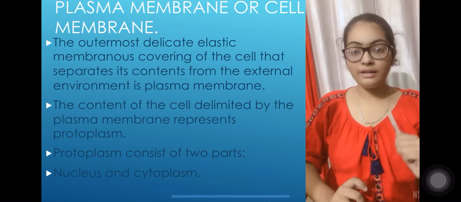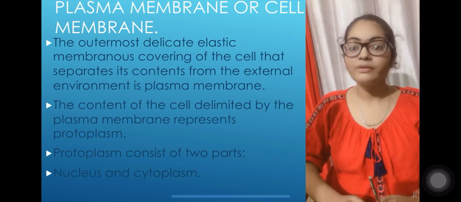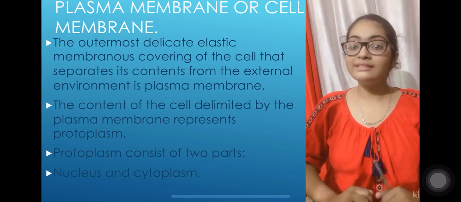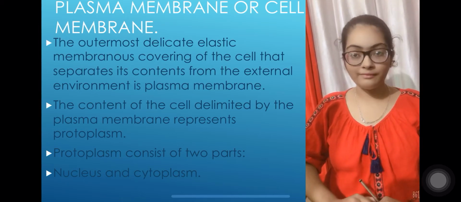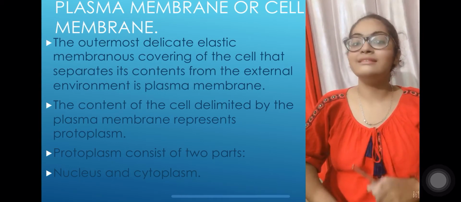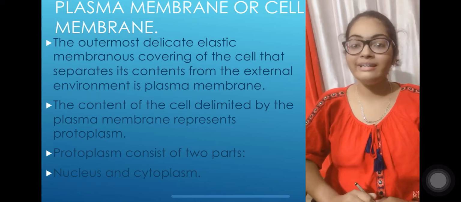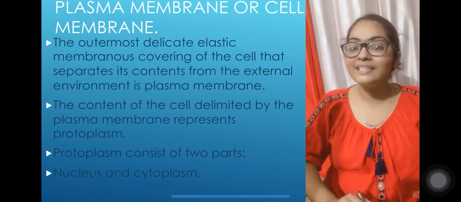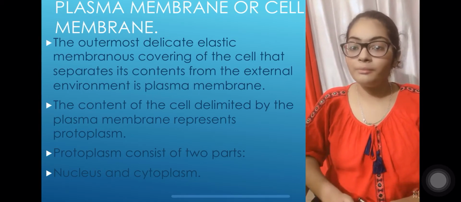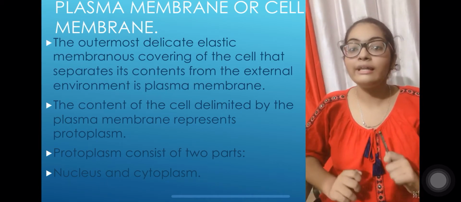There is an external environment and there is a body. For example, you are there. We have our body and there is an external environment. So what separates our body from the external environment? Can you answer that? Yes, very good, excellent. The skin separates our body with the external environment. Similarly, the cell has a plasma membrane which separates its inner contents from the outer environment. Are you getting it? It is a very delicate elastic layer.